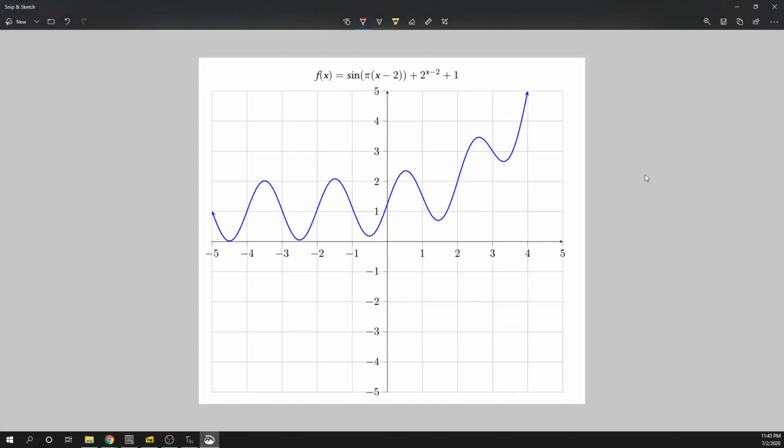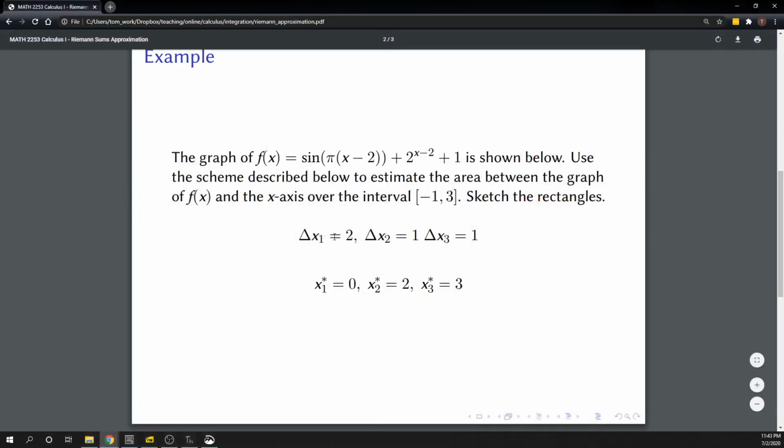Okay, so here's what the graph looks like. We need to write down that information. So minus 1 to 3 on our interval, delta x1, delta x2, and delta x3. We need to write down what those are. So that is 2, 1, 1.